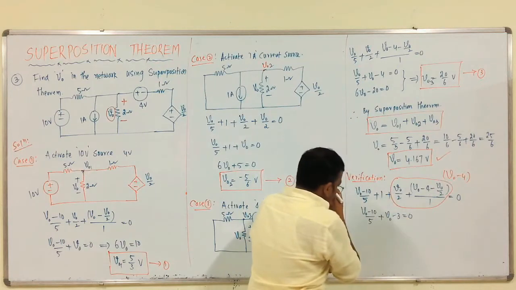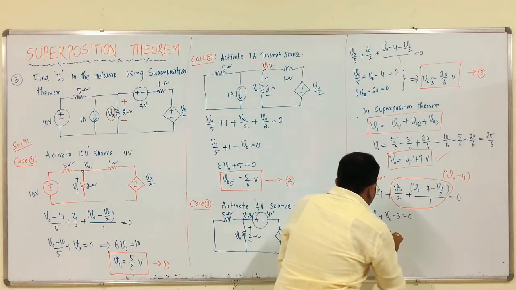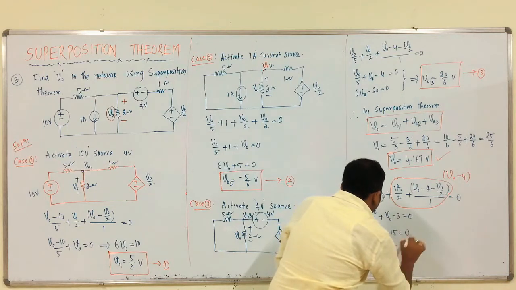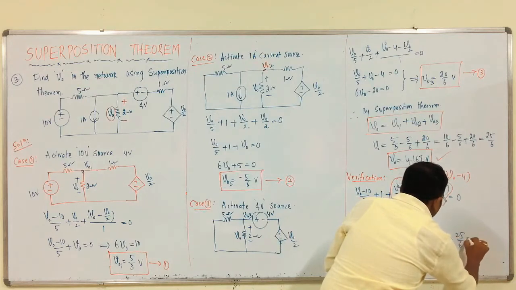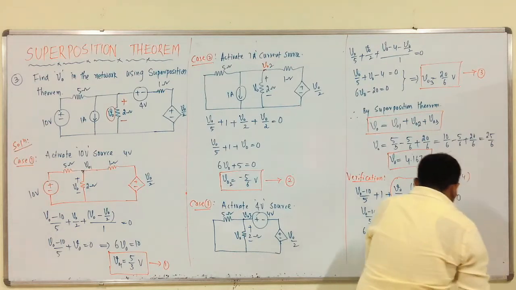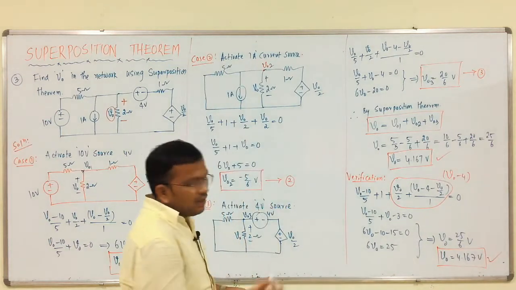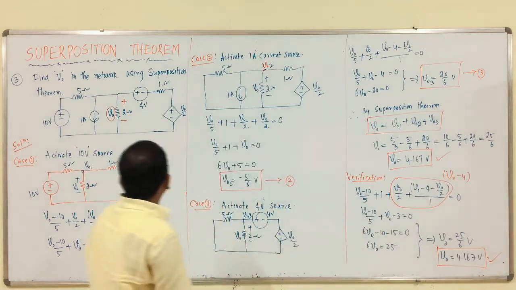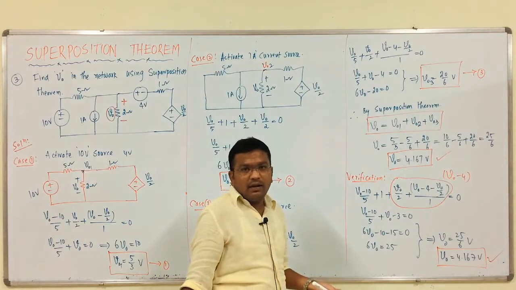So, from this, V naught minus 10 by 5 plus V naught minus 3 is equal to 0. From this, 6 V naught minus 10 minus 15 is equal to 0. From this, 6 V naught is equal to 25. Therefore, V naught is equal to 25 by 6 volts, which is equal to 4.167 volts. The answer is verified. By using superposition theorem, we have 4.167. By using simple node analysis from the circuit, we got 4.167. Therefore, the answer is verified.